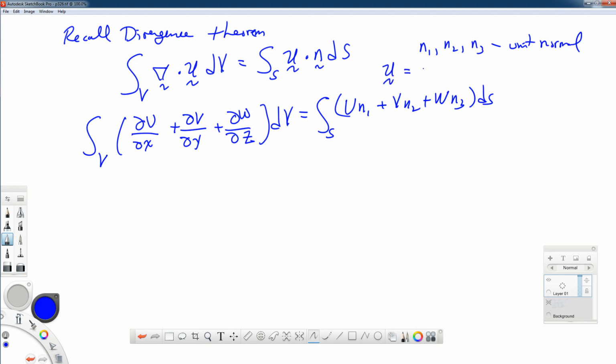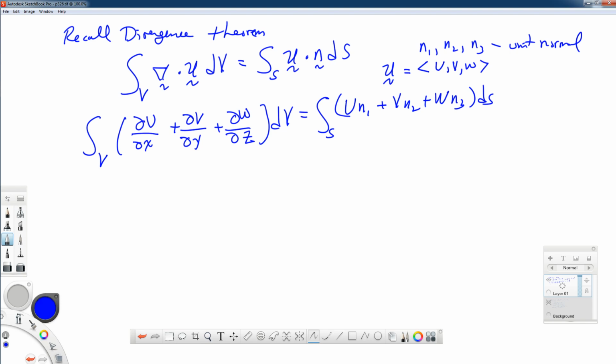The u with the squiggle underneath it is made up of the vector components of capital U, capital V, and capital W. Alright, now in the previous slides we've used capital U as a strain energy density potential function. Keep in mind that this U is different than that U. Alright.